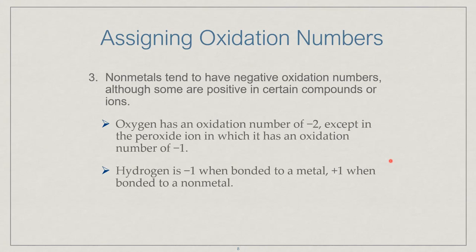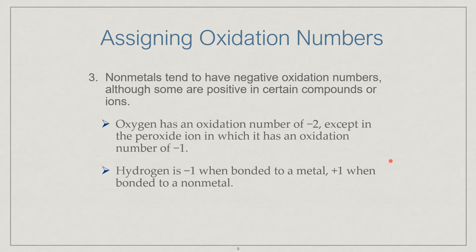The exceptions for that are going to be if we put it with fluorine. So since fluorine is going to be more electronegative, oxygen will have to actually adjust. So if we had something like oxygen difluoride, the oxygen in that case would actually be +2 because each of those fluorine are going to be -1. But for the most part, oxygen is going to be -2.